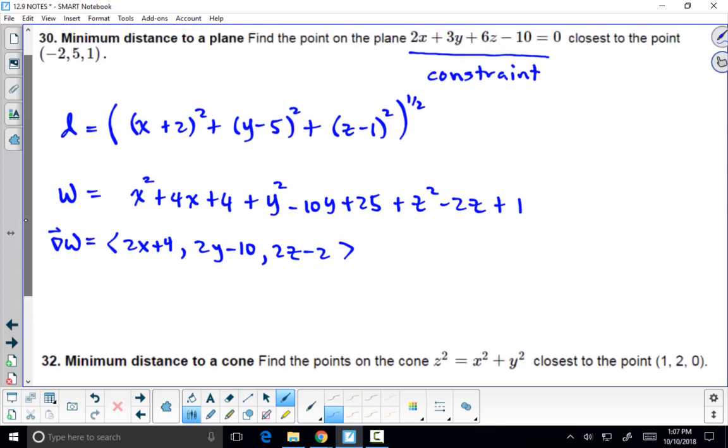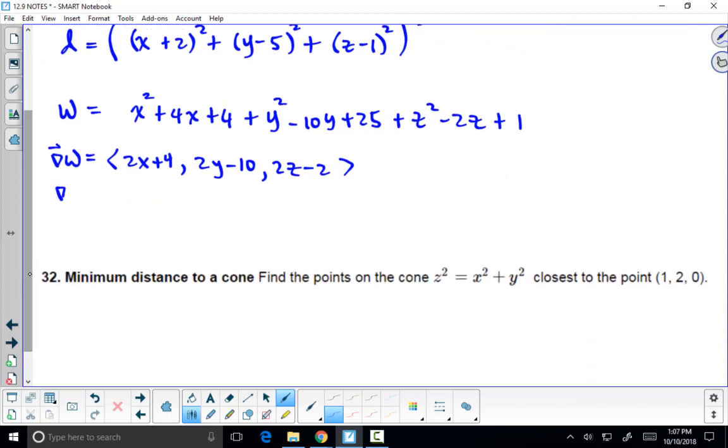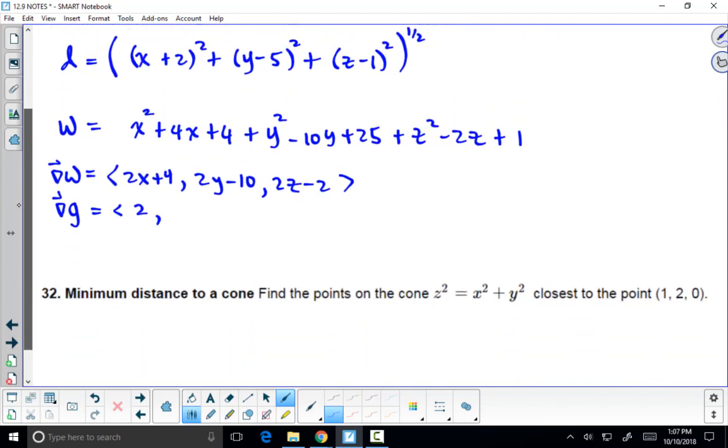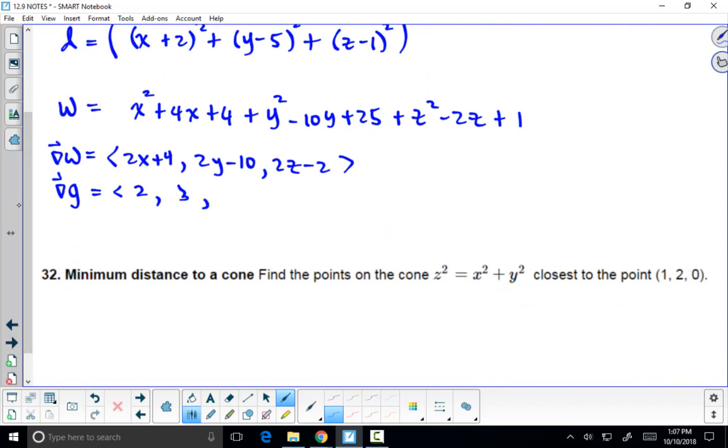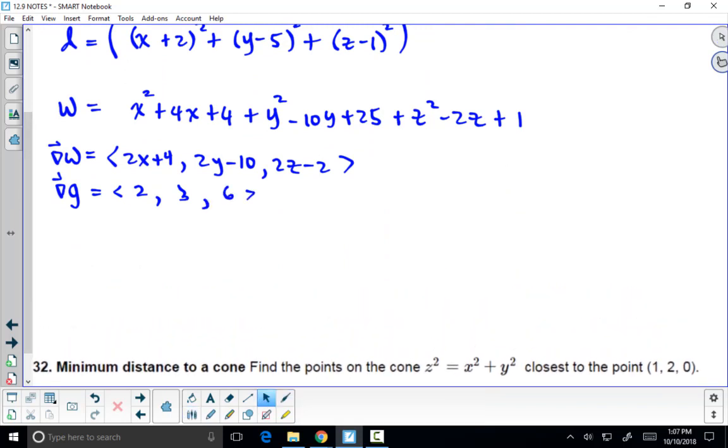And then the gradient of our constraint, 2, 3, 6. So we usually call that del G. I said 2, 3, 6. 2, 3, 6. All right, so any question up to that point?